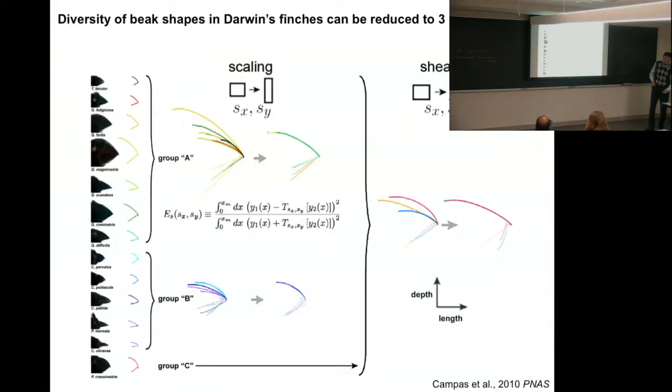Can I ask a question? Yes. Here? Why do you only look at the upper part? Yeah, the upper part here is functionally more important.